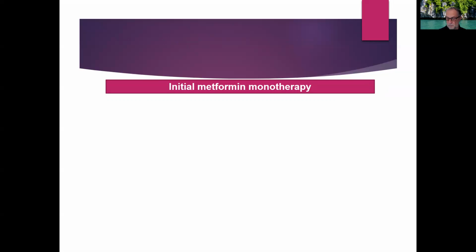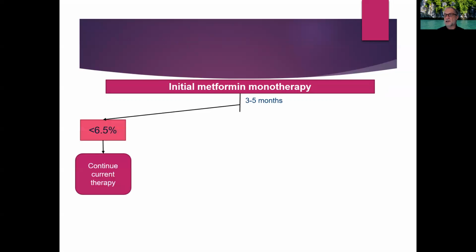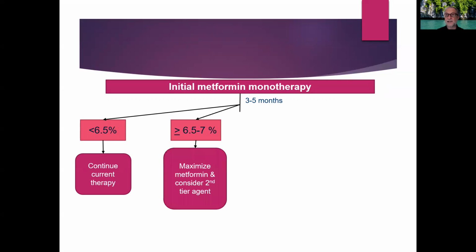We start initial metformin monotherapy, and we treat for 3 to 5 months. If the A1C is less than 6.5% at that time, we continue that therapy. If the A1C is between 6.5 and 7%, we make sure that they're taking their metformin appropriately. We optimize it, make sure that they're on as much metformin as they can tolerate. And we start to talk to the family about adding a second agent.